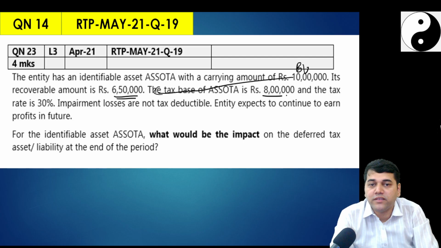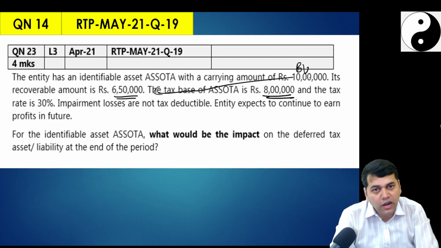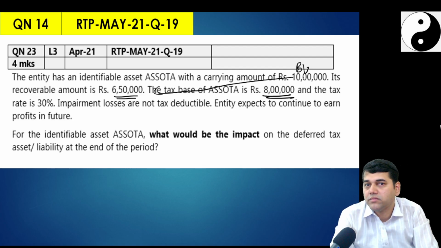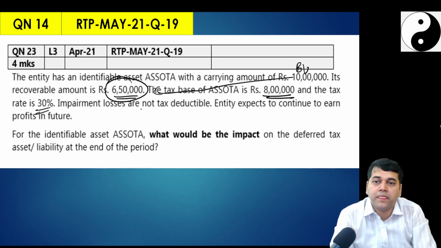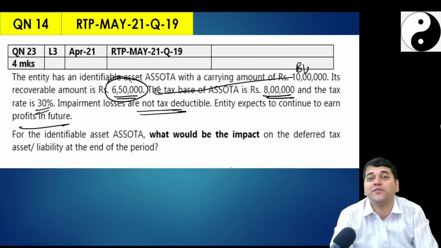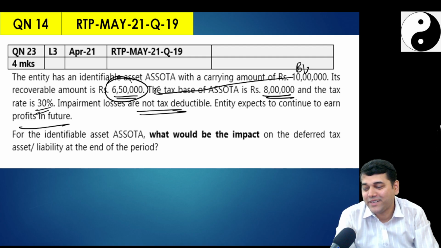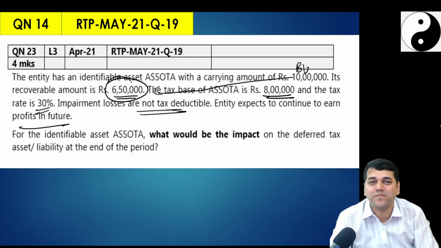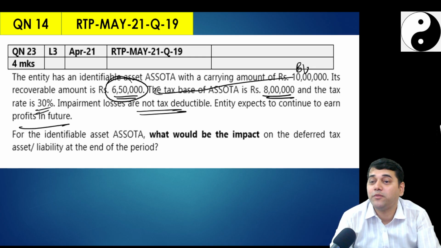The tax base of the asset is 8 lakhs. Now, after impairment, what is your book value? 6,50,000. And the tax rate is 30%. Impairment losses are not tax deductible. Entity expects to earn profits in the future. DTA? Yes, what is your opinion, others? How much? Do you need to calculate? DTA, how much?